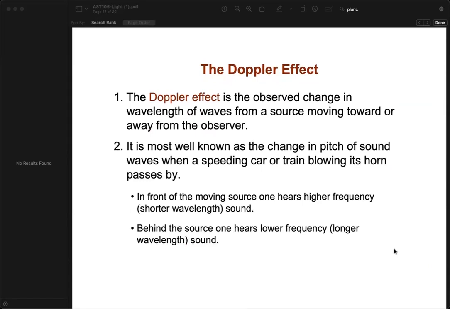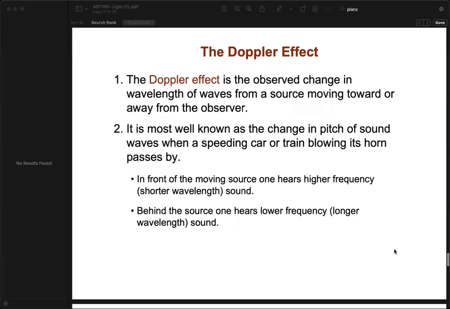Okay, Doppler effect. You must have had experience of this Doppler effect when a train or a car is approaching you and blowing its horn. The sound appears to have a higher frequency, but when it is getting away from you, it has a lower frequency. So you can hear the difference in the pitch of the sound. First it's high pitch, then it's low pitch. That is the Doppler effect.